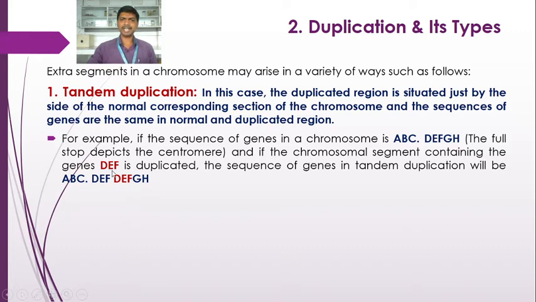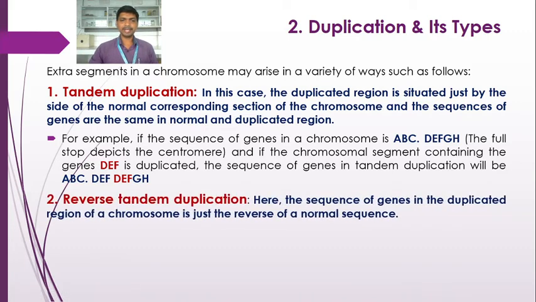So what happens in tandem duplication? This duplicated region, D, E, F, is situated just by the side of the normal corresponding section of the chromosome, due to which the sequence of the genes is the same in the normal and duplicated region. If you read the sequence of the genes, it reads the same in both. Okay, so this is the tandem duplication.